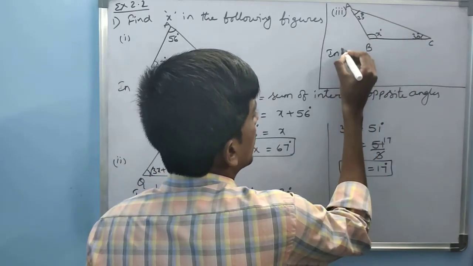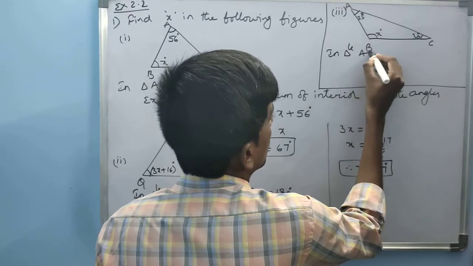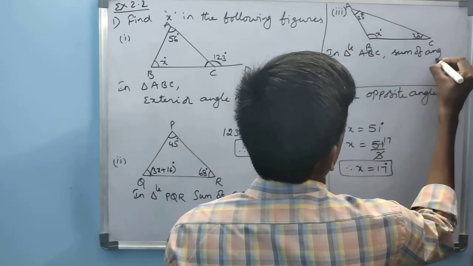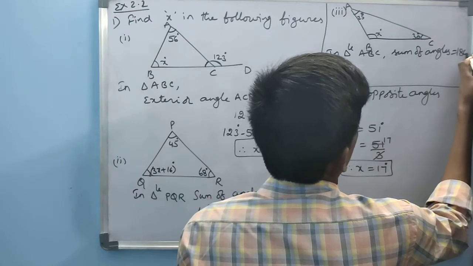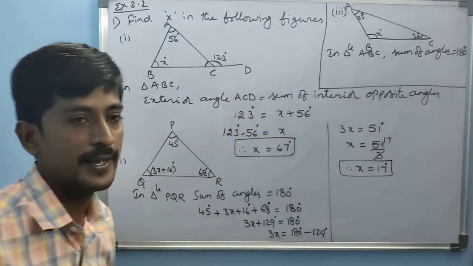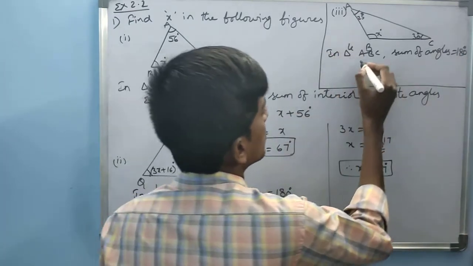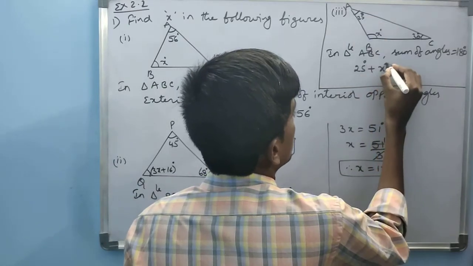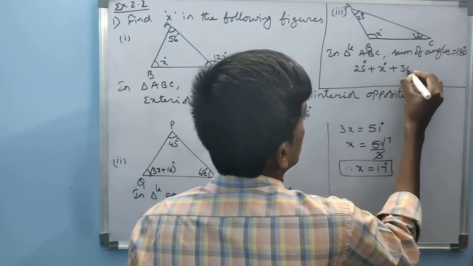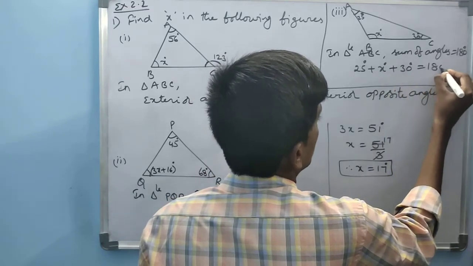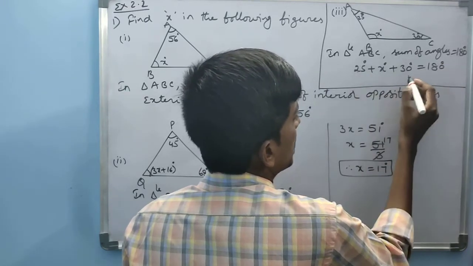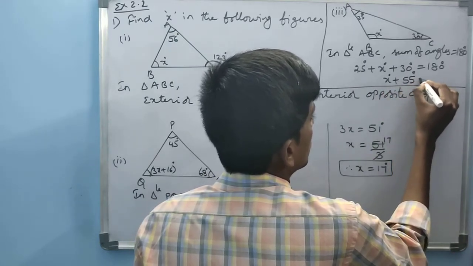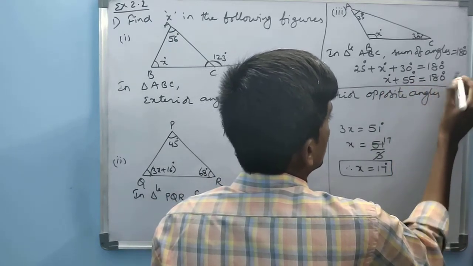So, in triangle ABC, the sum of angles equals 180 degrees. Here, what are the three angles? The first angle is 25 degrees, the second angle is x degrees, and the third angle is 30 degrees, and the sum equals 180 degrees. 25 plus 30, so x degrees plus 55 degrees equals 180 degrees.